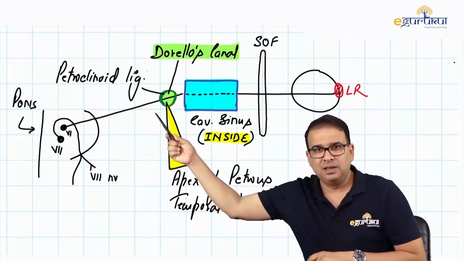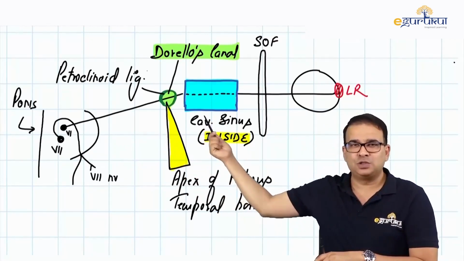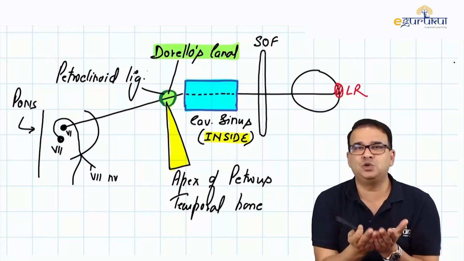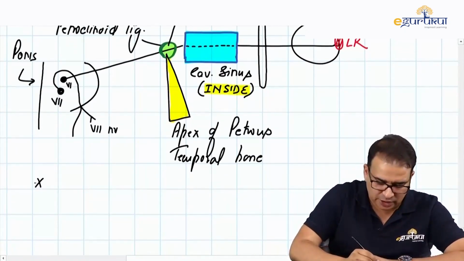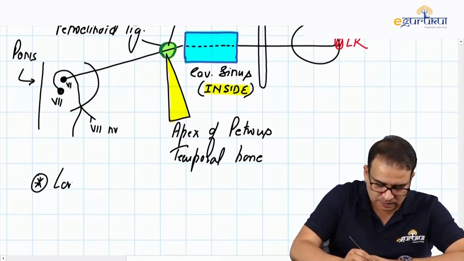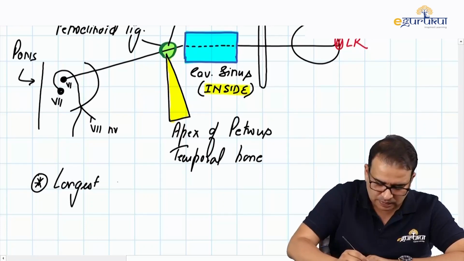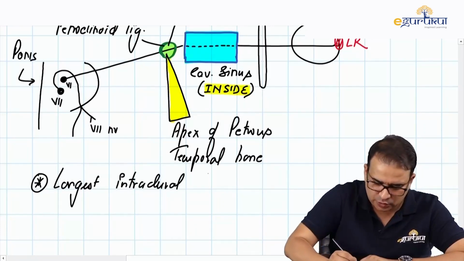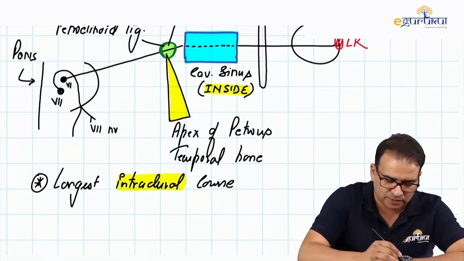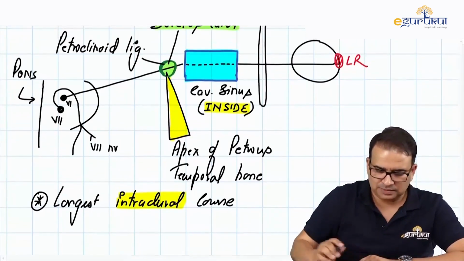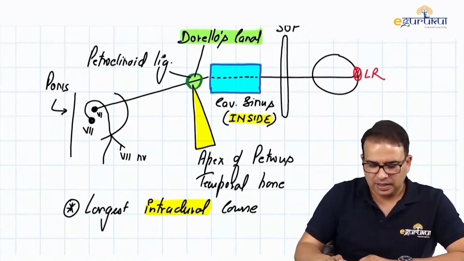So it leaves the dura mater and then again goes inside the cavernous sinus, where the cavernous sinus is dura mater only. That's why the nerve is regarded to have the longest intradural course. Longest intradural course. Longest intracranial was the 4th. This is intradural. The 6th is the longest intradural.